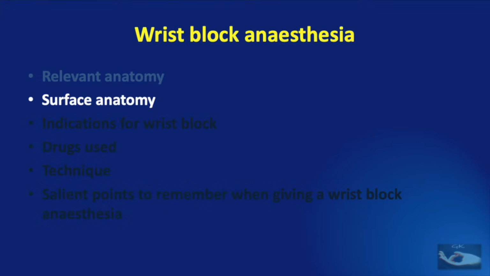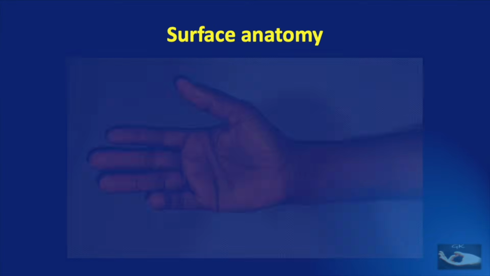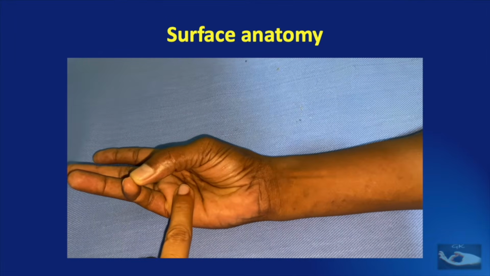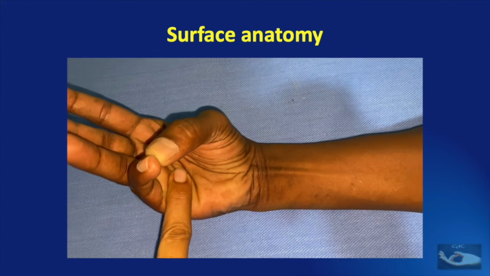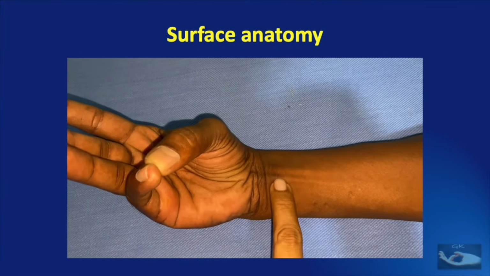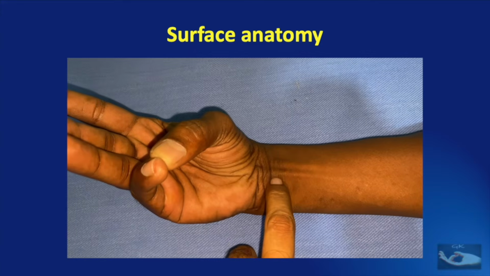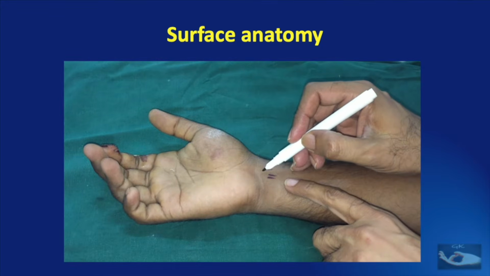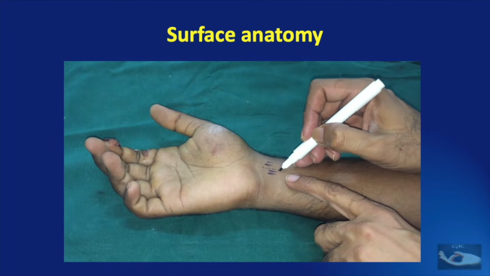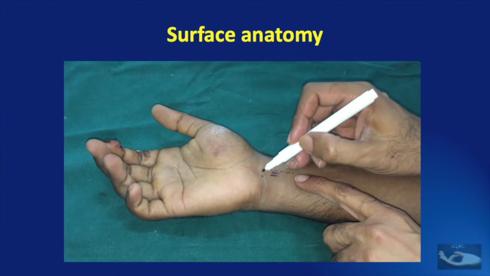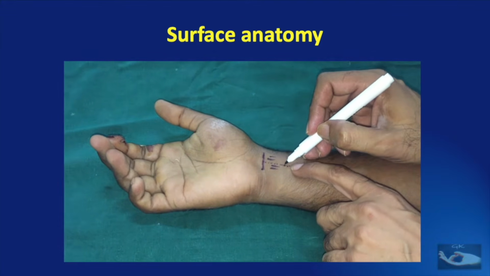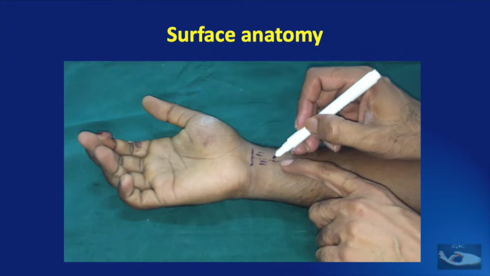So how do we identify these nerves that provide sensation on the entire hand? The patient is asked to oppose the thumb to the little finger and forcibly flex the wrist joint. When this is done, the palmaris longus and the flexor carpi radialis tendons will stand out prominently. Just deep to the space between these two tendons, about 3 to 4 centimeters proximal to the wrist, is the point where the median nerve will be blocked in the wrist block.